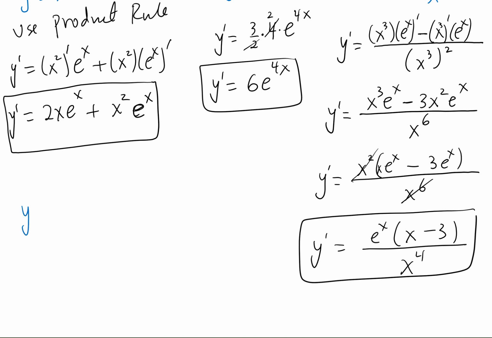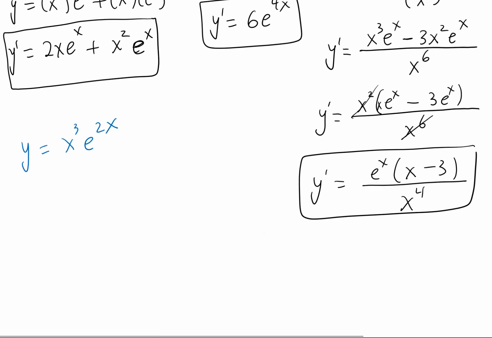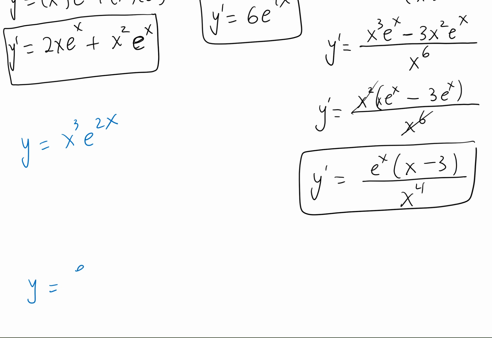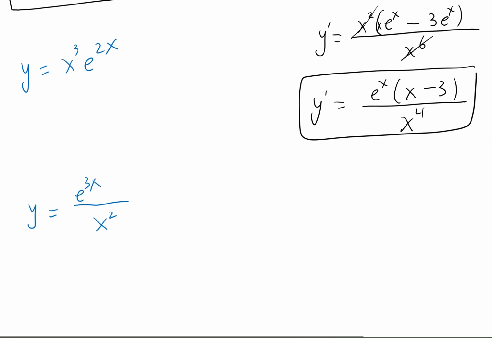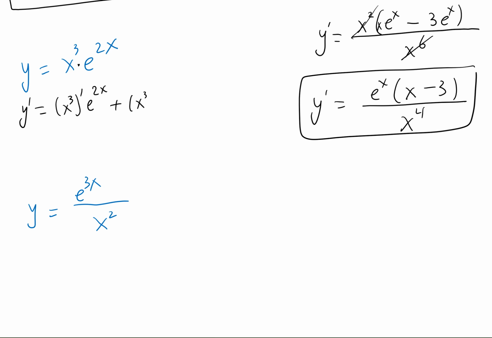I can give you more examples if you want to try. X cubed e to the 2x. And then y equals e to the 3x over x squared. Try both of them. Let's go over them. First one, we use product rule. Derivative of the first one times the second plus the first one times the derivative of the second. Y prime is 3x squared e to the 2x plus, this stays the same, derivative of e to the 2x is 2e to the 2x.